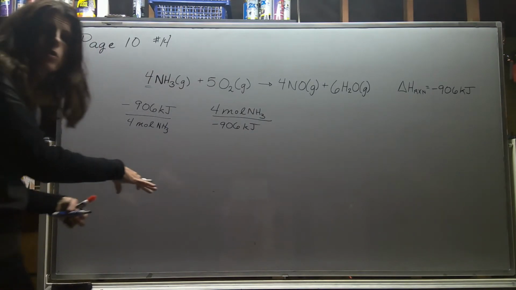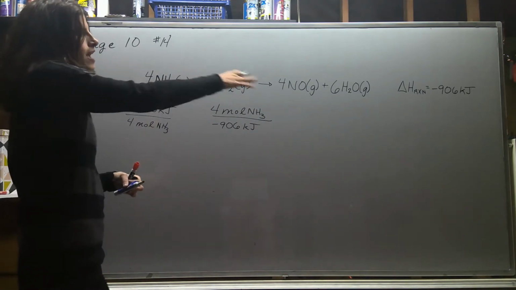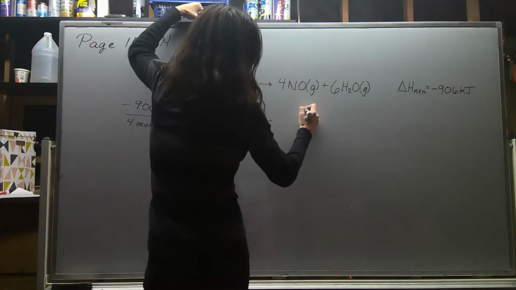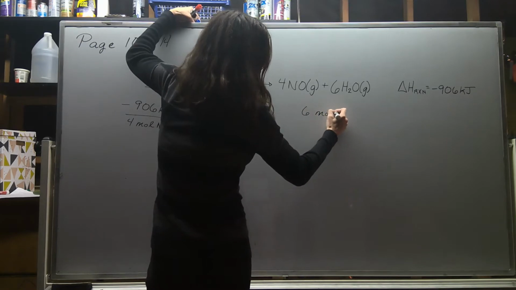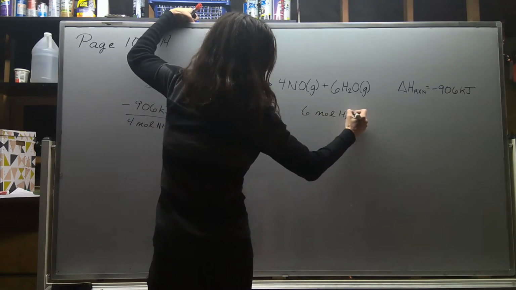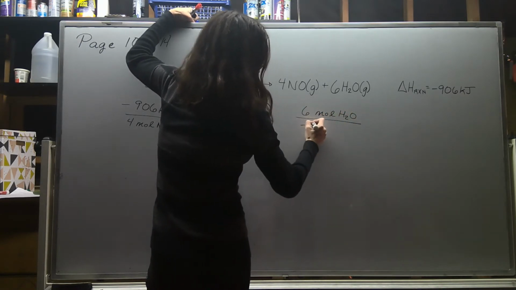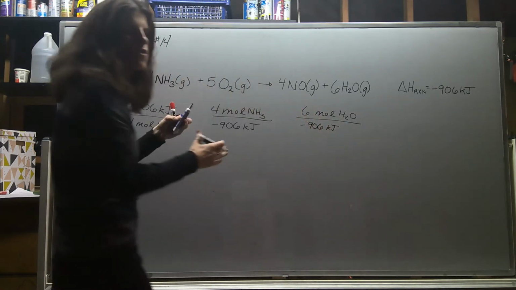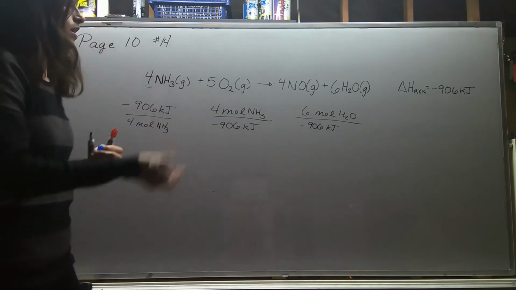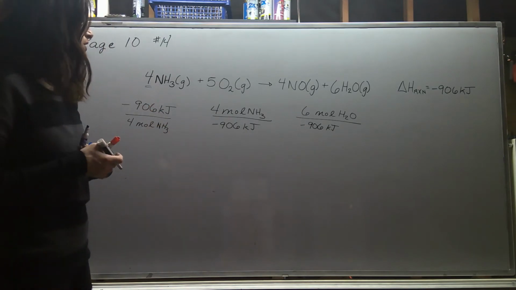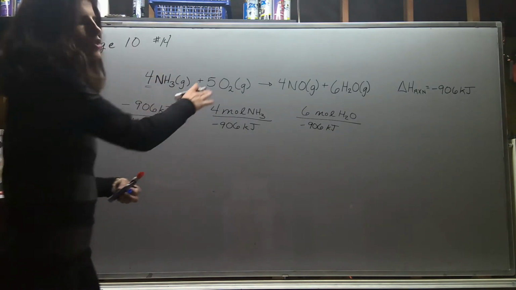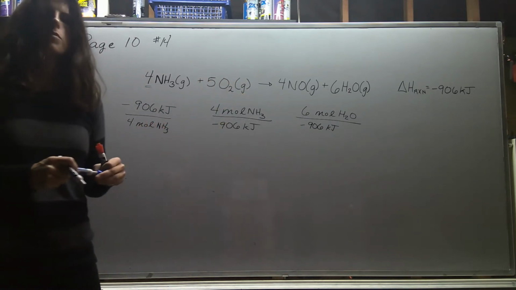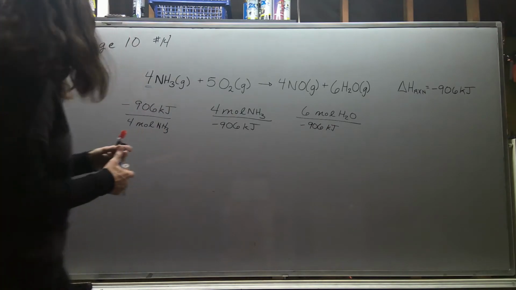It doesn't have to be ammonia. You can set up this conversion factor with any of the reactants or products. So for instance, you could say, if I had 6 moles of water produced, I would expect negative 906 kilojoules of heat to be released. That could be flipped. You can use the oxygen, you can use the nitrous oxide. So whatever combination suits your end goal.